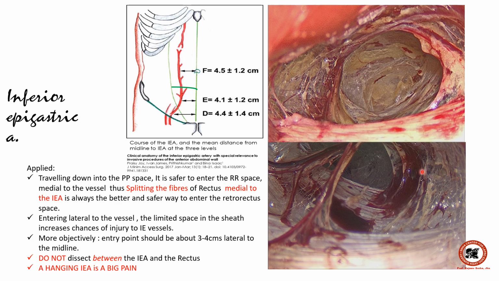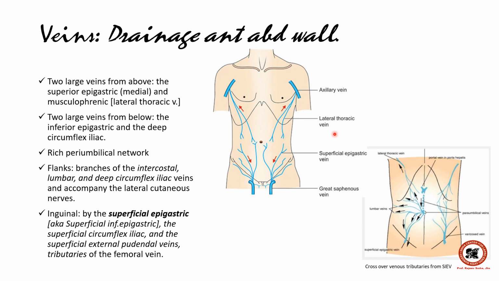Here again, the same thing. You see the preperitoneal space out here. You see the fascia, the posterior rectus sheath, and this is the inferior epigastric vessel which is being lifted along with the rectus abdominis muscle. So please do not dissect in this plane in between the vessel and the posterior rectus sheath.